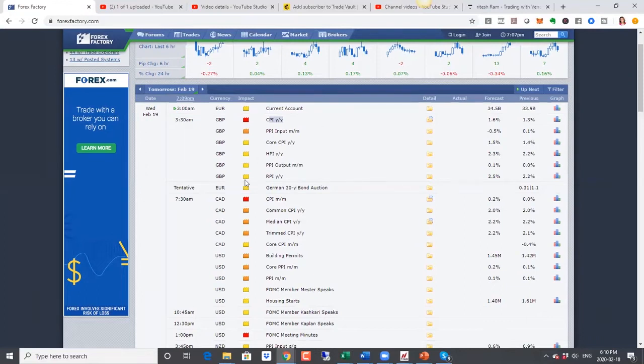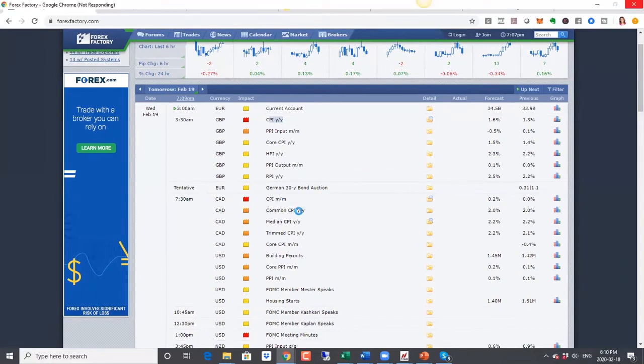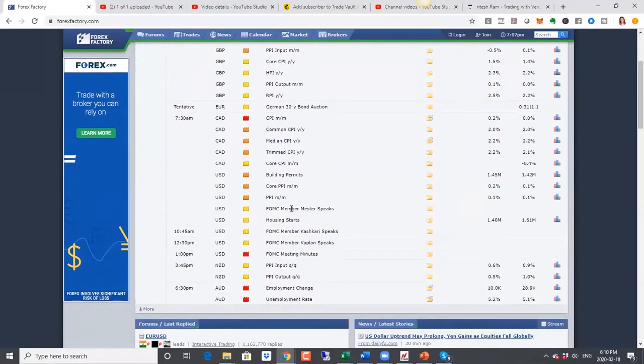And we have the same CPI numbers here for Canada as well. These are the monthly numbers here. As well, we have the yearly numbers coming out. So same thing here, if they come in below expectations, we could see the Canadian dollar drop, because then again, the focus will be on Bank of Canada to potentially cut rates.